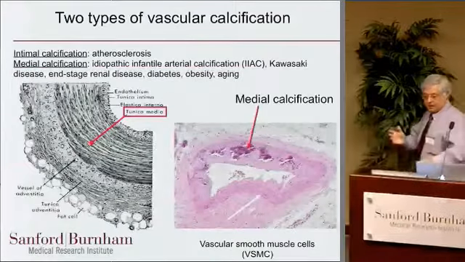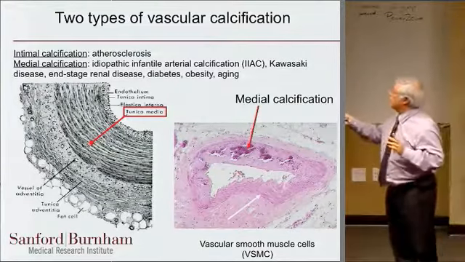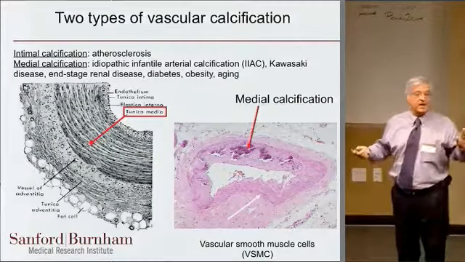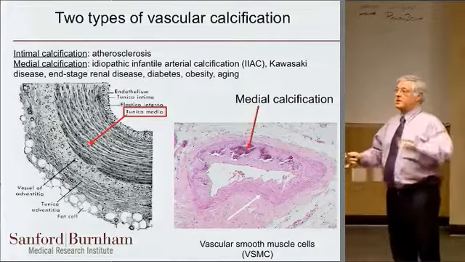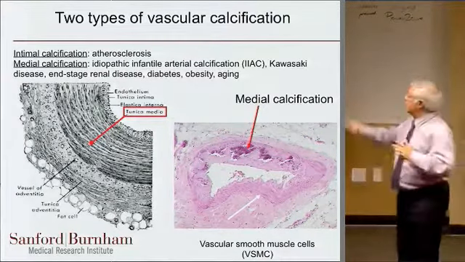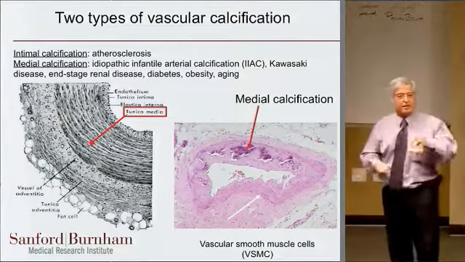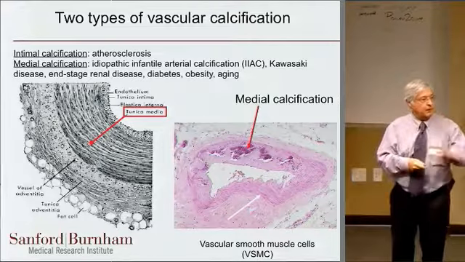So there are two types of vascular calcification. Very important to clarify from the beginning. I am not talking about atherosclerosis. And most physicians do not distinguish intimal from medial calcification, so I want to make sure you understand the difference. It is not atherosclerosis, it is not intimal calcification, atheroma formation, calcification of the atheromatic plaque that I'm talking about.